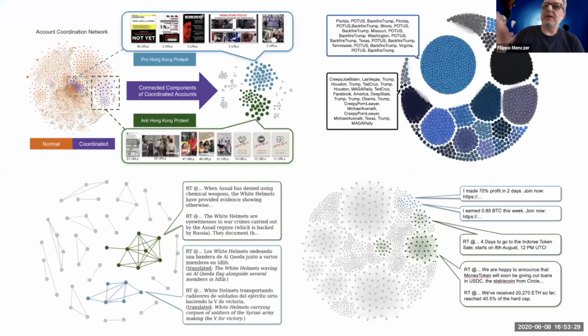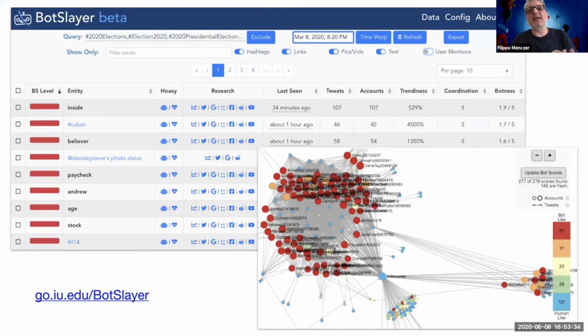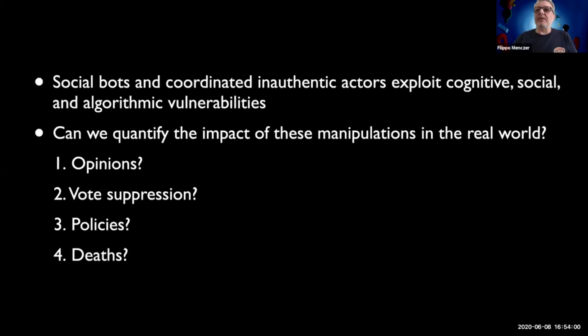I'm going to skip other examples, but we find that it is possible to detect these kinds of coordinated behaviors. And we have a new tool that we invite everybody to play with. It's called BotSlayer. The idea is to make it easier to detect in real time narratives that are being pushed by inauthentic accounts or coordinated accounts. Like in the picture on the bottom right here, there was an attack that was carried out by a bunch of Russian bots.